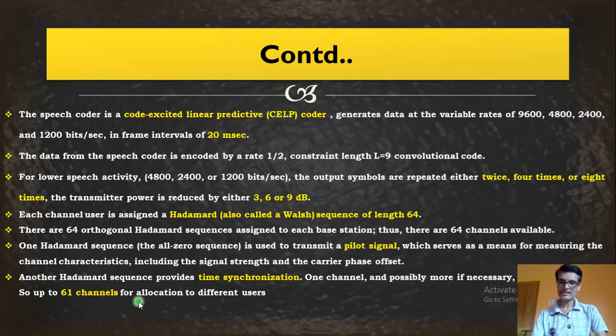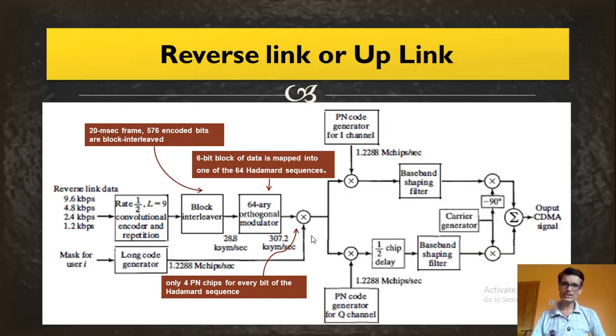They are called traffic channels. So voice signals are transmitted over 61 channels. Basically, around 3 channels are used for these purposes, and the remaining are only used for voice. So it depends. 61 simultaneous users can be accommodated at a time, and they can spread over 1.25 megahertz bandwidth. Okay, now that's about the forward link, the downlink.